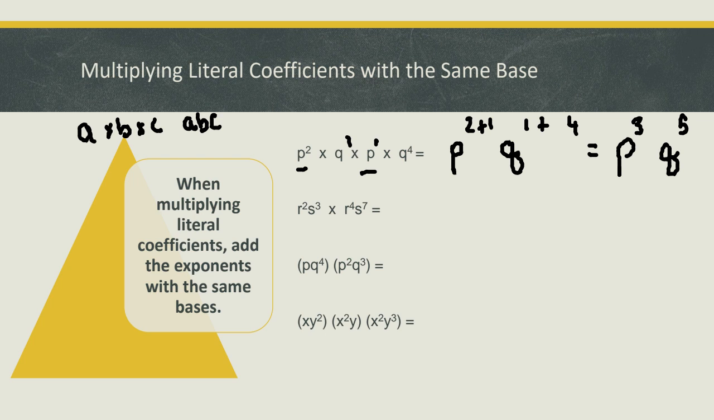But let's look at the second one. So we have r squared s cubed times r to the 4 s to the 7. So for my r, I have a 2 plus a 4, and for my s, I have a 3 plus a 7. So I get r to the power of 6 and s.